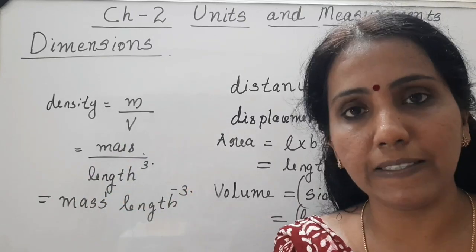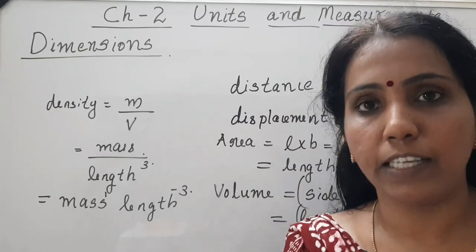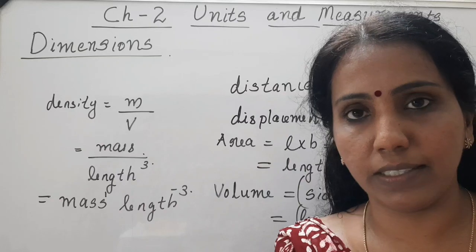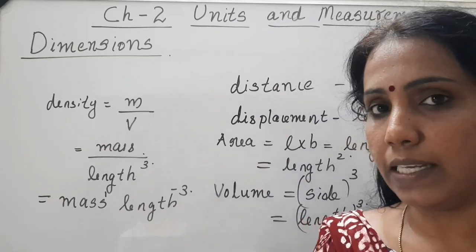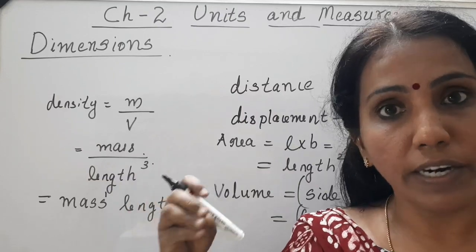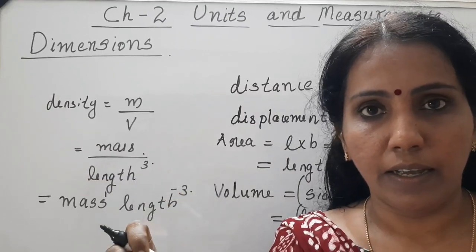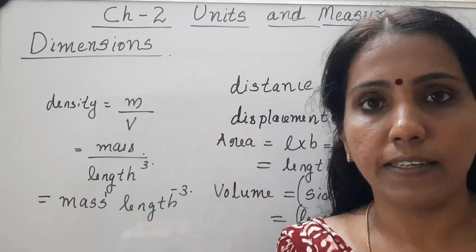density is -3. This power of a fundamental quantity is called dimensions. Okay, so this is what we mean by stating dimensions. What is the power of a fundamental quantity in a derived quantity? That power we call dimensions.